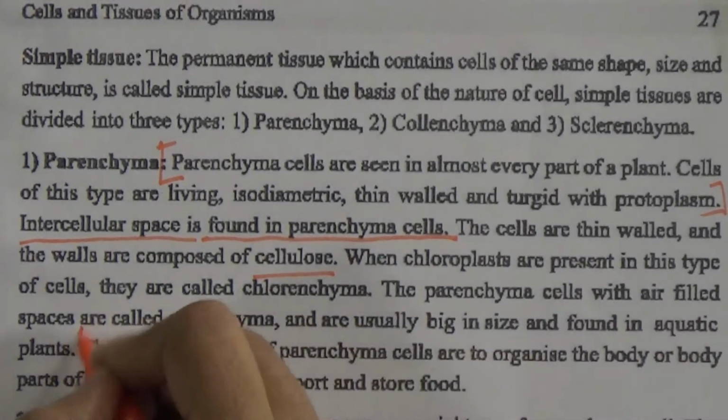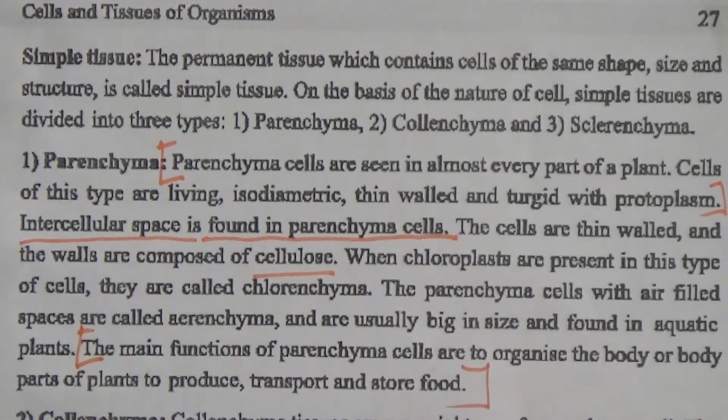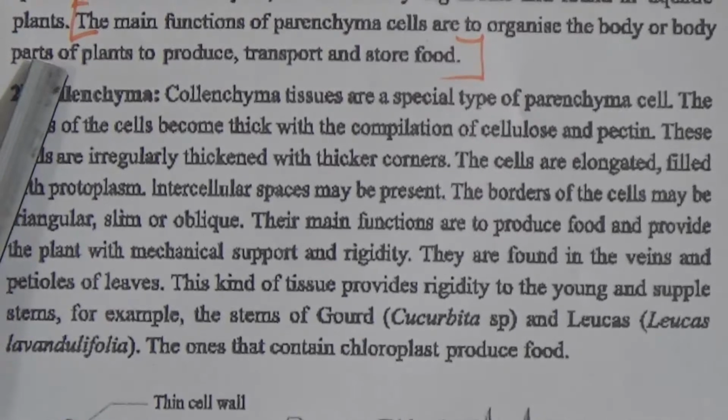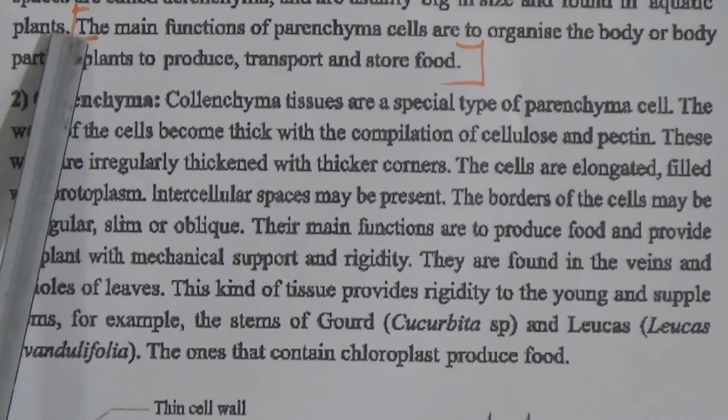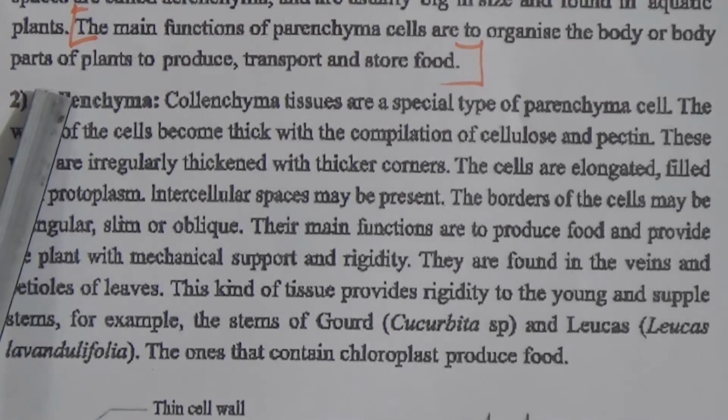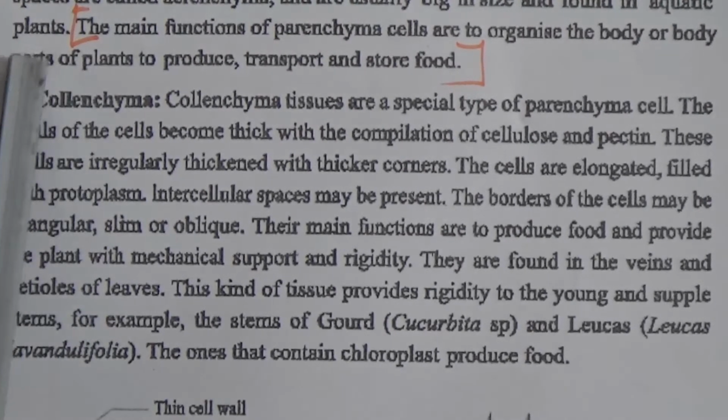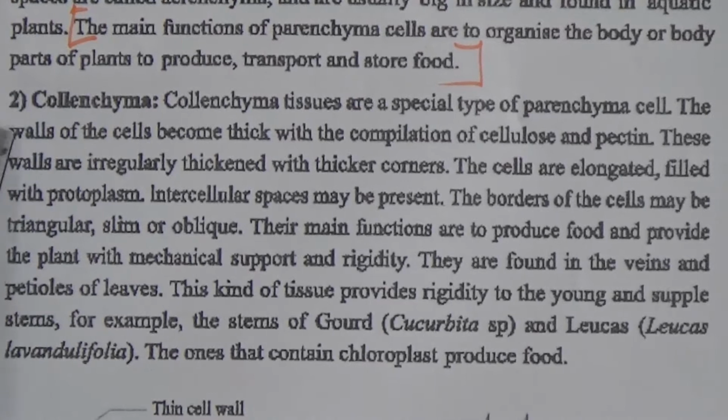Dear students, when we learn about tissues, first you have to learn the chemical composition of that type of tissue. Then you have to know the structure of that type of tissue. Then last you have to learn the function of that type of tissue. This is the process of learning about tissues.